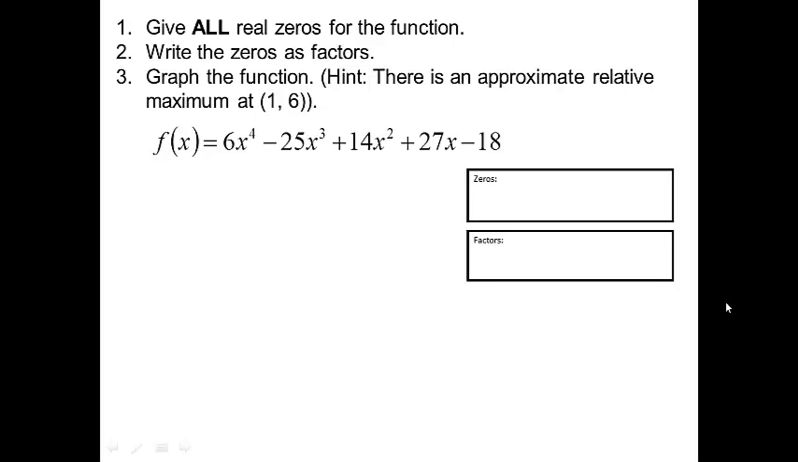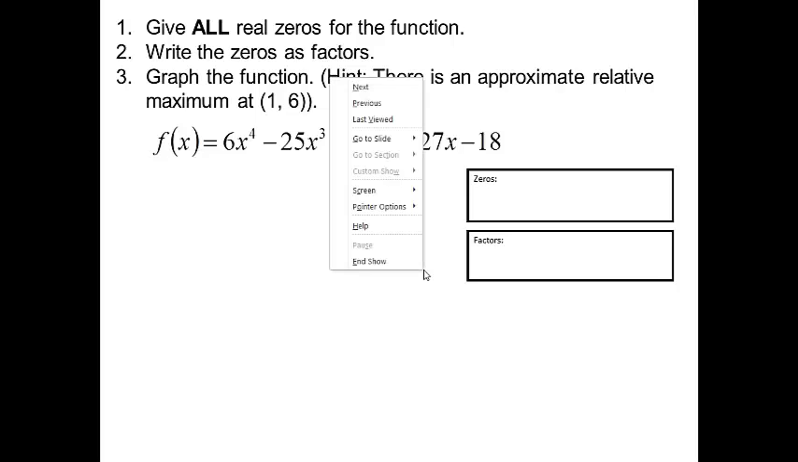Okay, I was asked to make a quick video on one problem like you might see on your quiz tomorrow. First we look at our problem and we're going to find our real zeros, and we're going to write our zeros and factors. So, first step is to do Descartes' rule.